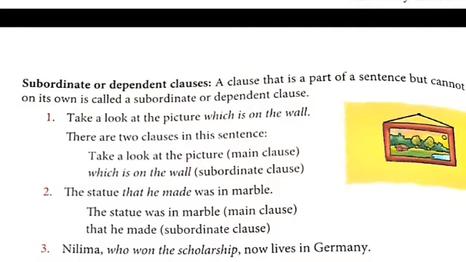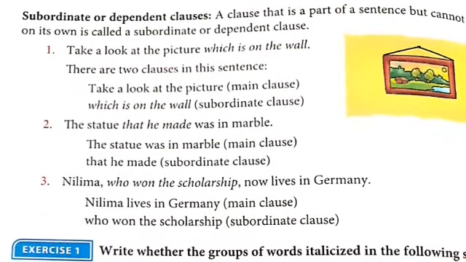Now look at these sentences. Take a look at the picture which is on the wall. There are two clauses in the sentence. Take a look at the picture is the main clause; which is on the wall is a subordinate clause. The statue that he has made was in marble. The statue was in marble is the main clause; that he made is a subordinate clause.